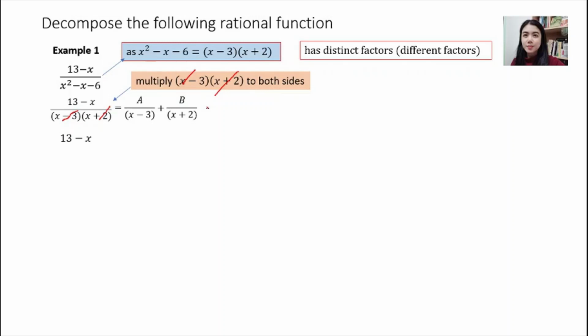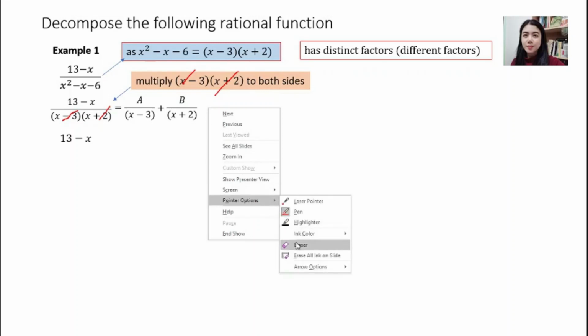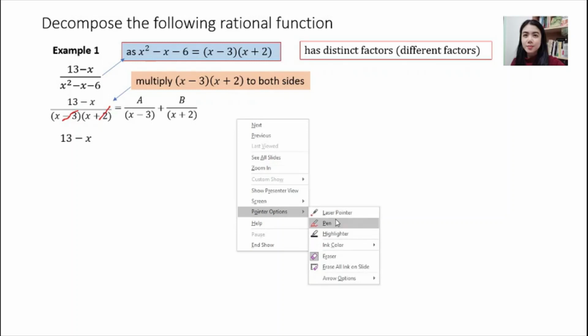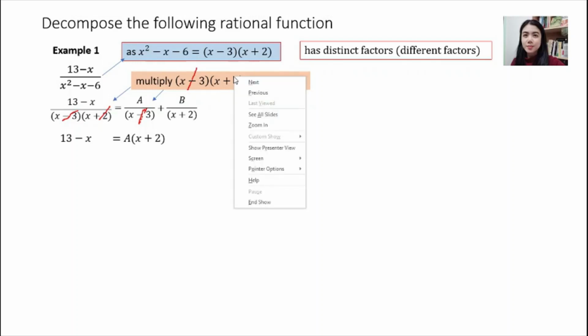Okay, then we're going to repeat the same process again. We're going to multiply the x minus 3 and x plus 2 to the right hand side. So you will have the x minus 3 cancel with this, and the thing that remains is actually a with x plus 2. Okay, and then repeat the same process again.